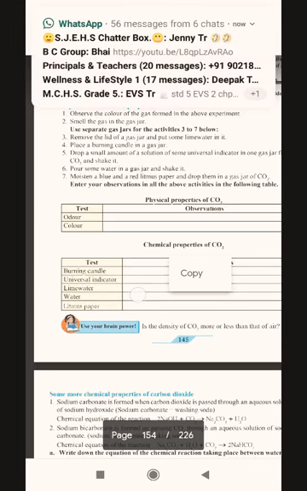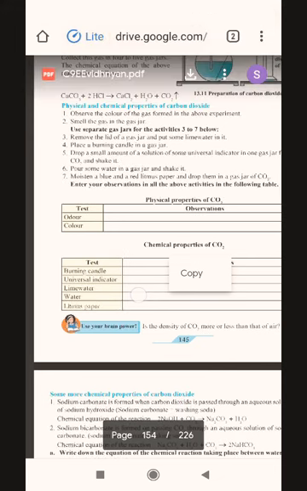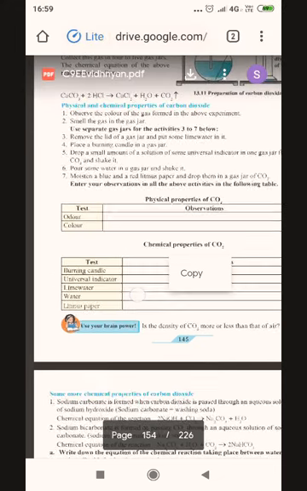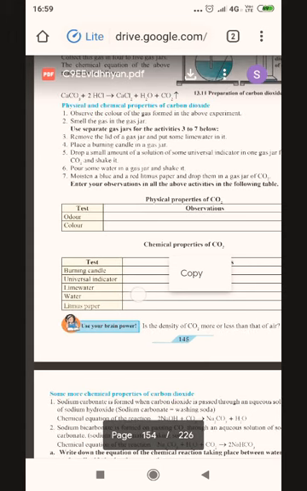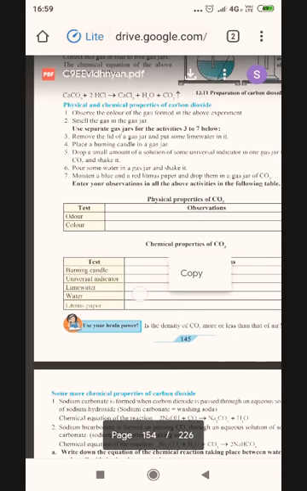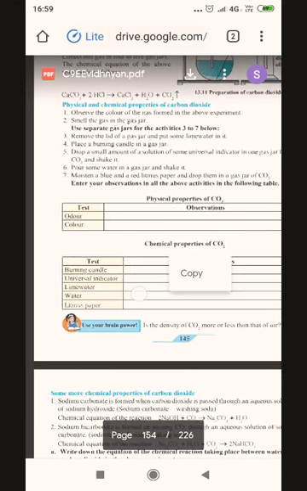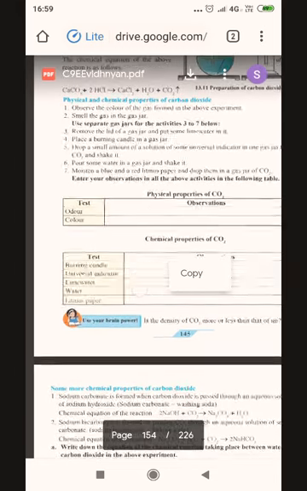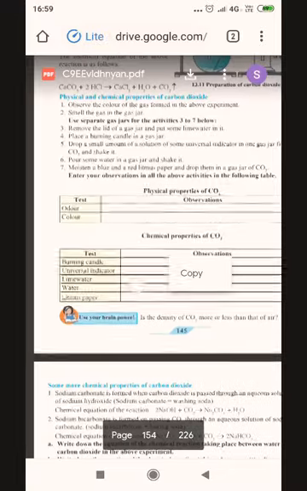Remaining other questions: remove the lid of a gas jar and put some lime water in it. Place a burning candle in a gas jar. Drop a small amount of solution of some universal indicator in one gas jar filled with CO2 and shake it. Pour some water in a gas jar and shake it. Moisten blue and red litmus paper and drop them in a gas jar of CO2. Enter your observations in the above activities in the following table.